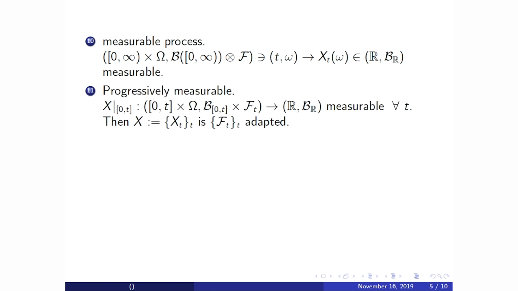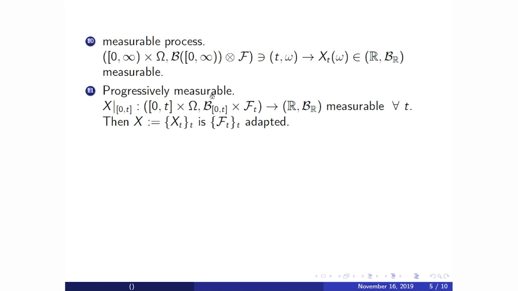So this is the meaning of a measurable process: if X satisfies the condition that, when the domain has this sigma algebra and the codomain has the Borel sigma algebra, the map is still measurable, then we call X a measurable process.